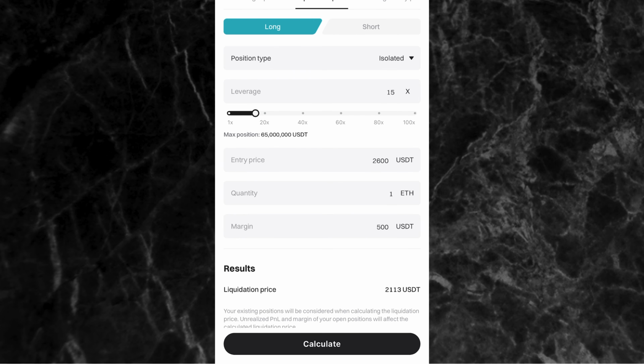Let's see what it will give us. So just click on calculate right there. And then the liquidation price is about 2,110 USDT. So you can see it right here. So it will show you the liquidation price for whether you are longing or shorting and whether you are picking isolated margin or cross margin. So it's the same thing if you want to short too. So if you want to short, just come right here and click on short, enter whether isolated or cross margin, pick the leverage, pick the entry price, enter the quantity and the margin, and it will show your liquidation price.